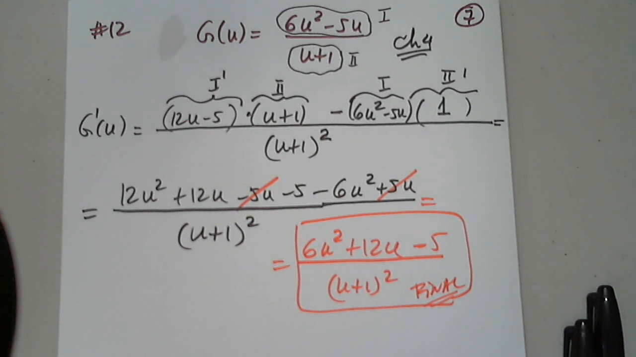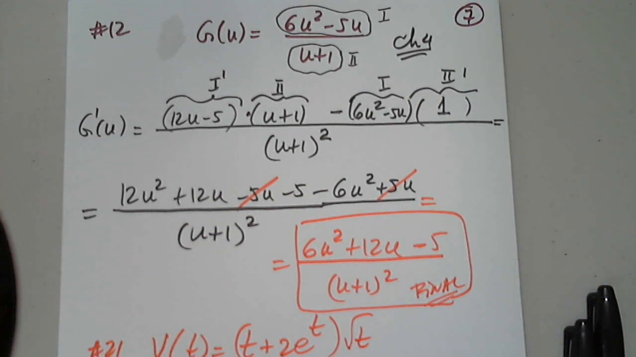So this is an interesting one. If you want, it's up to you. Would you like to choose? Will anyone like to choose a product in which we will not distribute but use the product rule? 21 looked good. Okay, let's do 21 then. Okay, so we have v of t equals t plus 2e to t, and then multiply by the square root of t. Okay, perfect.